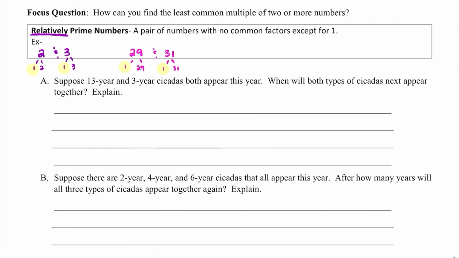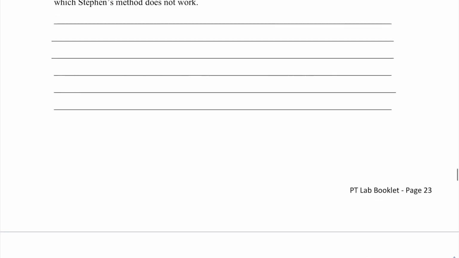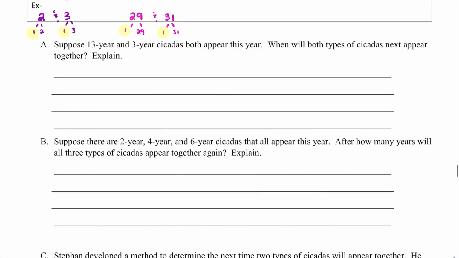If I were there, I would ask you, what do you notice about the two numbers that we are trying to compare? Hopefully you notice that the pairs we're creating are prime numbers. So prime numbers are technically relatively prime numbers. All right, so we have some more problems here.